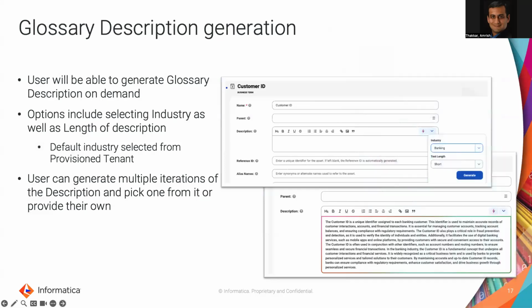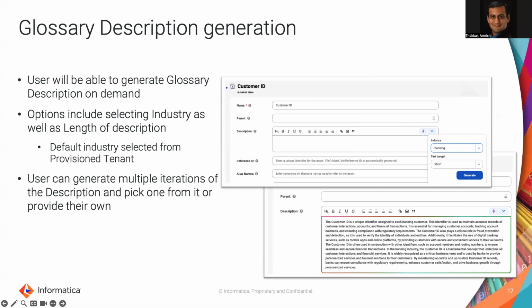Now, from a glossary description generation perspective, if the user starts to define a new glossary, you will have an option available on the description, as you can see on the screenshot, that will allow you to generate a description based on the name provided by the user. Name, of course, is required to be provided by the user. Based on that, you can ask the system to generate either a long version or a short version of it. And then you will also have an option to select your industry.